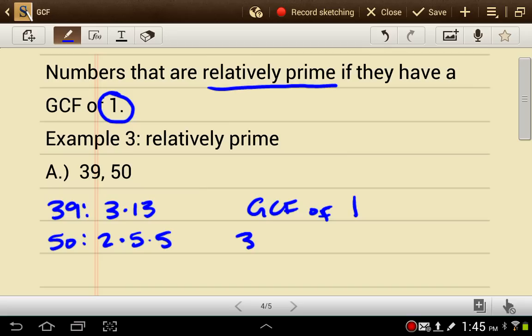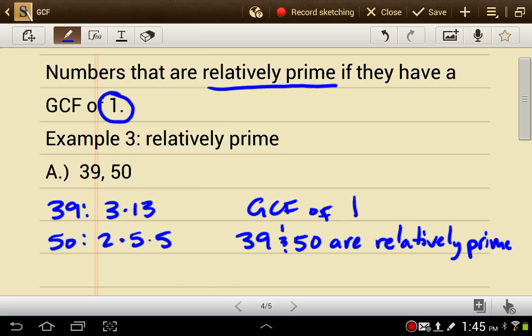So 39 and 50 are relatively prime, okay? They only have the GCF of 1. That's the only number they have in common between them, so they are called relatively prime. 39 and 50 are not prime numbers, but when I'm looking for the greatest common factor, they're considered relatively prime numbers because the GCF of 39 and 50 is 1. So together, they are relatively prime. Okay, so that's what relatively prime means.